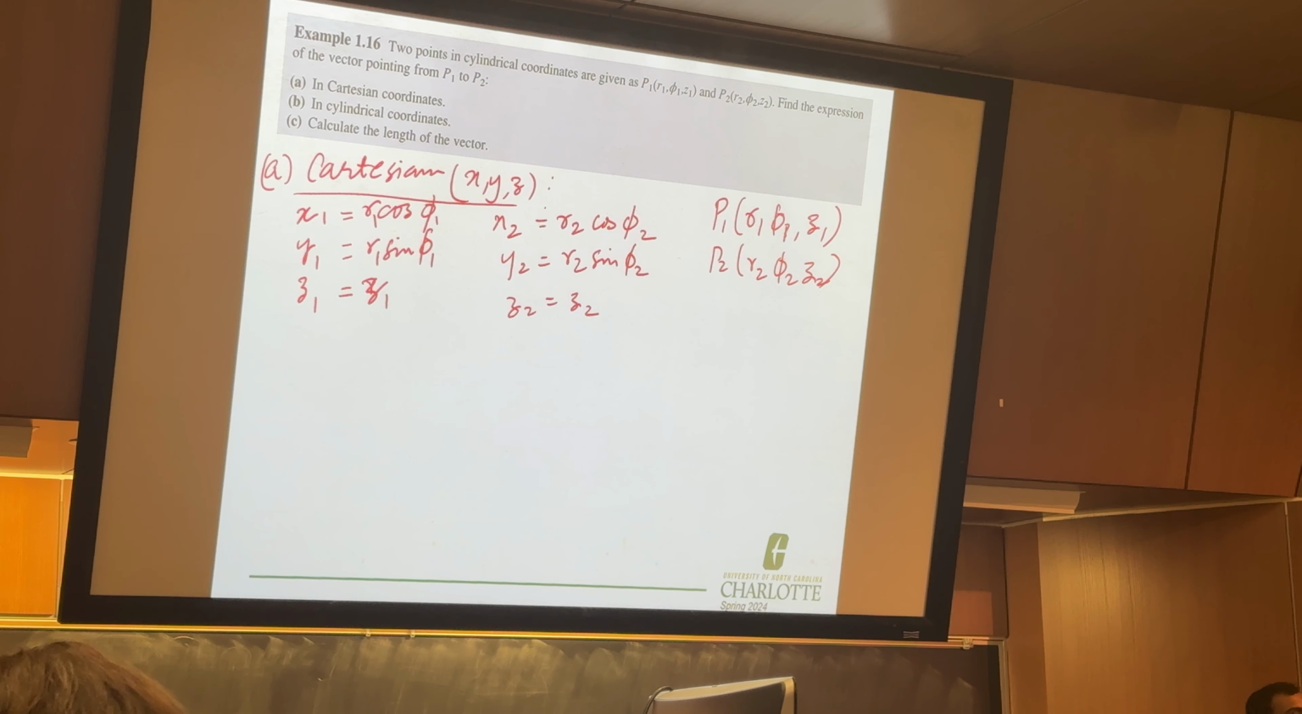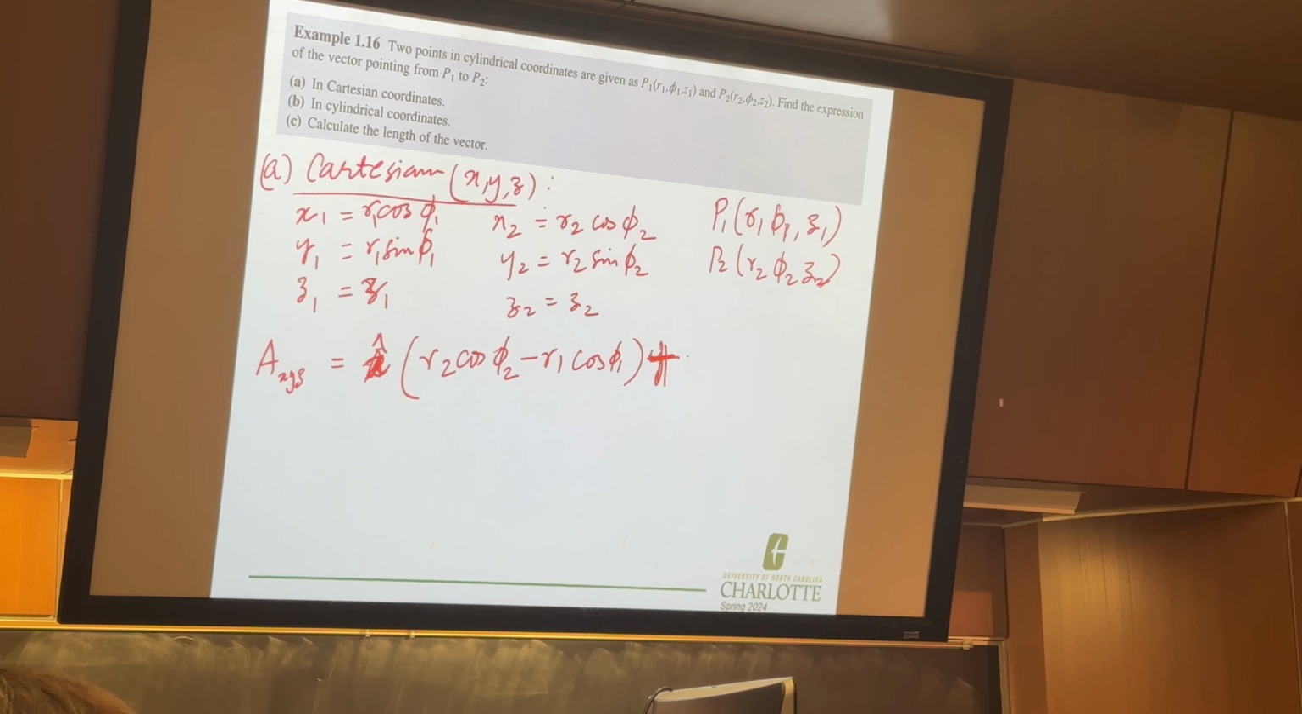Alright? In the Cartesian coordinate system, you want to get the vector that connects two points. It's a simple subtraction between the coordinates. So the vector, let's call it A, in the xyz coordinate system equals, in the x direction, x2 minus x1. So that would be r2 cosine phi2 minus r1 cosine phi1. So that's the x coordinate.